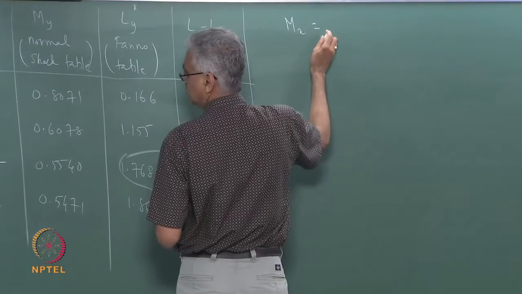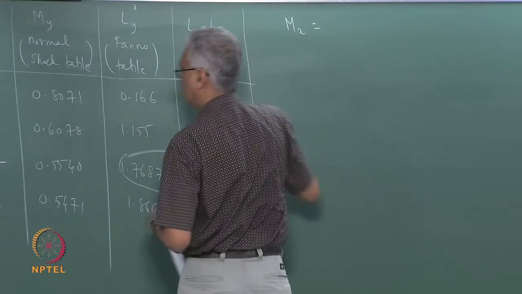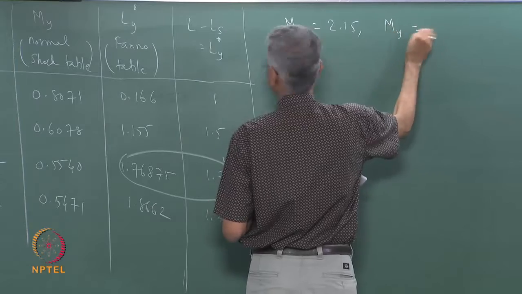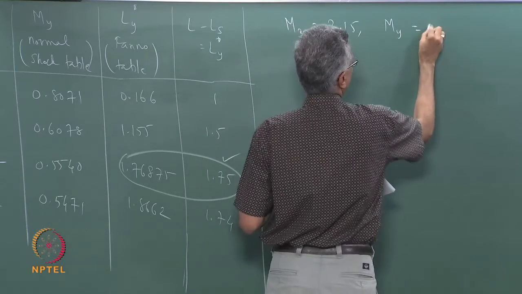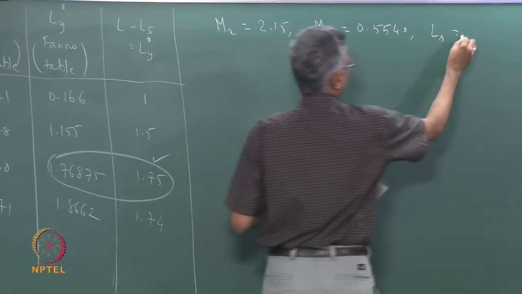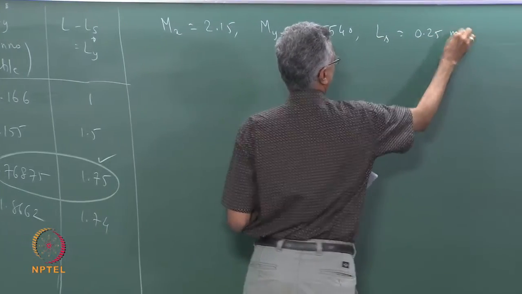Mx is equal to 2.15 and we take My to be equal to 0.5540, Ls to be 0.25 meters.